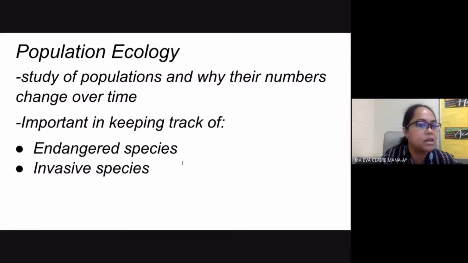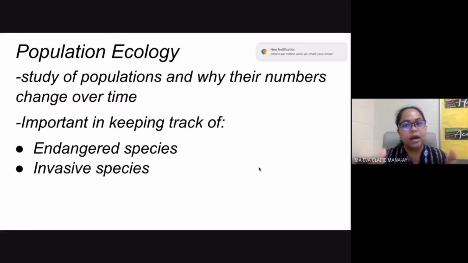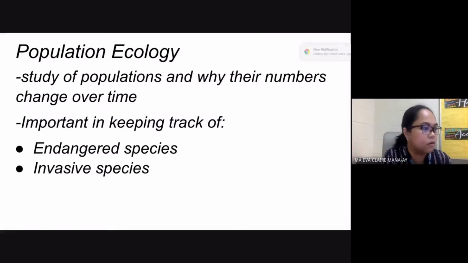track of your endangered species, to keep track of your invasive species. So your ecologist would take a look at population ecology and would say that these species of squirrels, for example, are running out. These populations of grasshoppers, for example, are becoming endangered, almost going to become extinct. Or they may also say that this type of pest is an invasive species. That means it is something that's new.